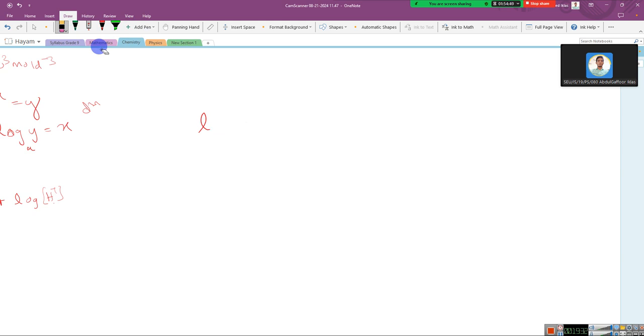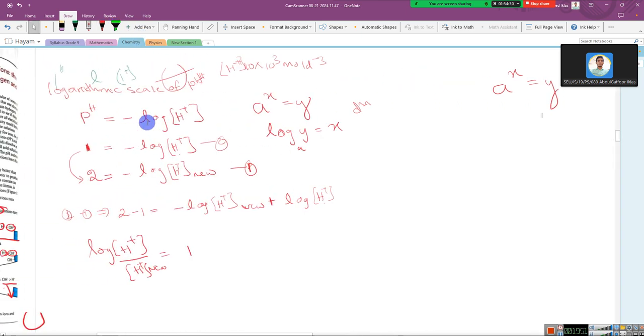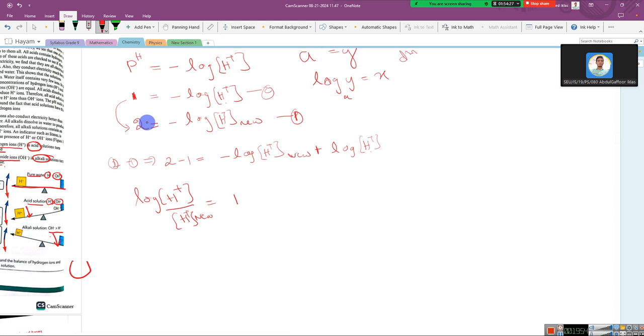If I want to explain this to you, let's assume a power x is equal to y. Now if you simplify this equation, it will become 10 power 1 is equal to H plus divided by H plus nu. So H plus concentration nu is equal to H plus concentration divided by 10. It means that two adjacent values change by a factor of 10.